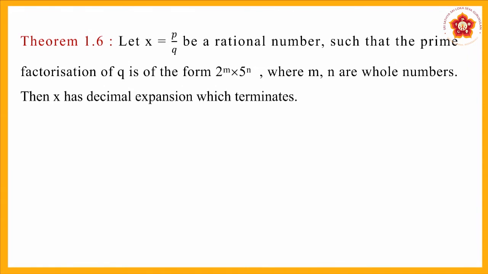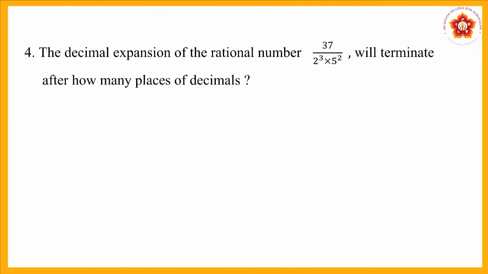Now let us solve some problems based upon this theorem. The given problem is like this. The decimal expansion of the rational number 37 upon 2 cube into 5 square will terminate after how many places of decimal? You have to find without long division. Now we have to use the theorem.